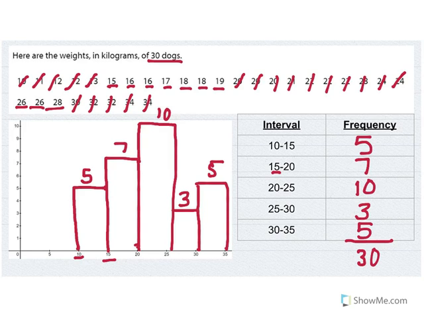So you'll notice there are no gaps in my histogram. The interval is the width of the rectangle, and the frequency is the height of the rectangle. For example, the width is from 10 to 15 right here, and the height is going to be my frequency, which is 5. The frequency, again, represents how many data points fall within that interval.